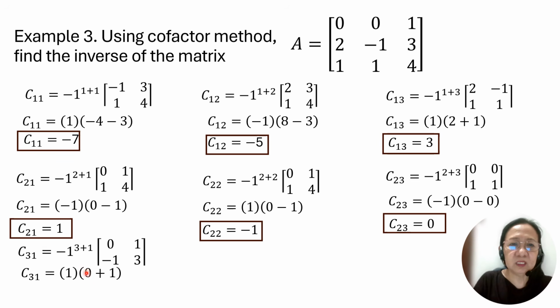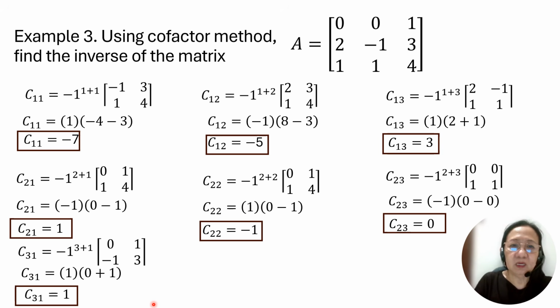Okay, this is now 3 plus 1 is 4. So, negative 1 is raised to 4. 4 is even, so we arrive at positive 1. Then, multiply 0 times 3 is 0 minus negative 1 times 1 is negative 1. So, minus a negative 1, so we arrive at plus 1. And 1 times 1 is, of course, 1. So we arrive at C sub 31 is equal to 1.